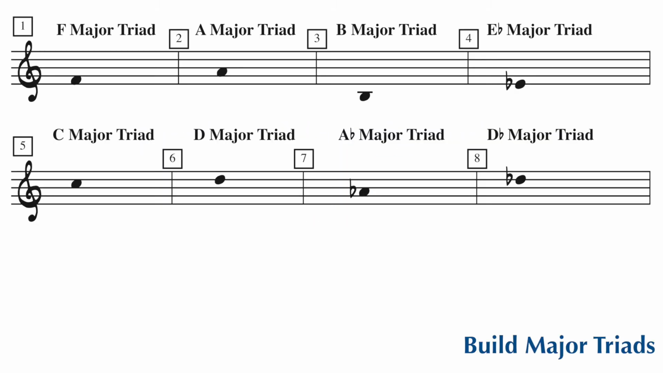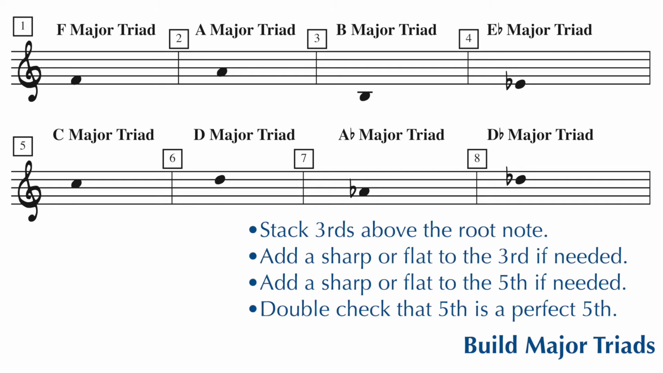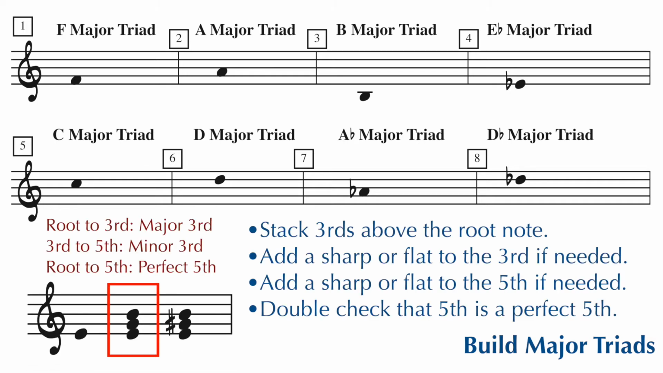At the bottom of page 40, we have a major triad exercise. So you're given the root of the chord. Your job is to build a major triad based on each root that you're given. And try constructing these triads in different ways. First, add thirds on top of the root note. And then if you need to, add a sharp or flat to the third of the chord so that it's a major third above the root.